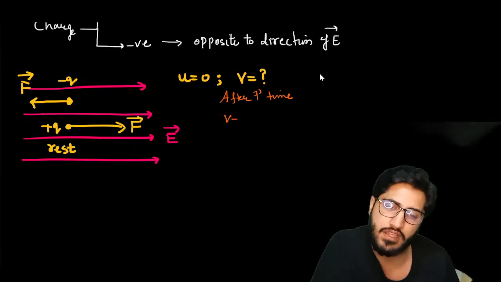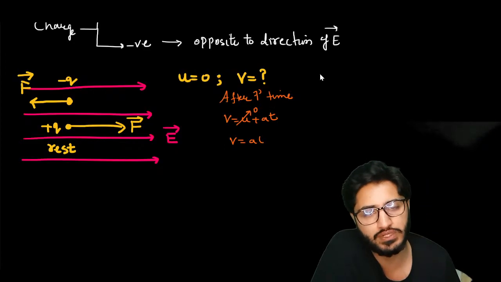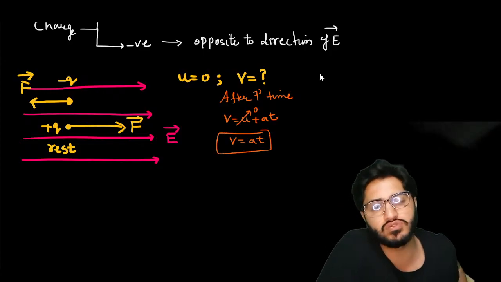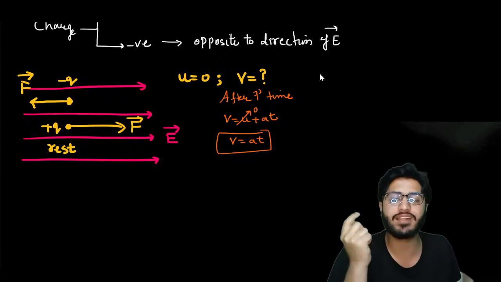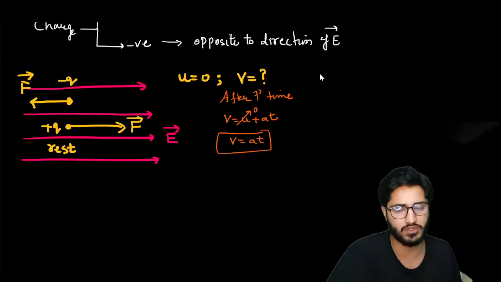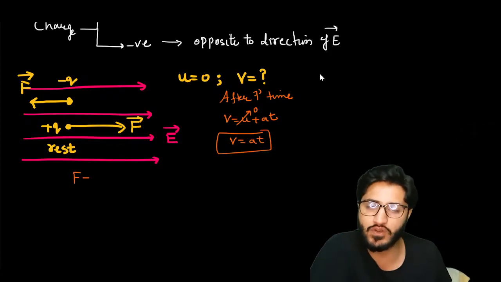I can write v is equal to u plus at. u is zero, so my velocity is equal to a into t. My velocity after time t would be equal to at. But here one thing is unknown, that is my acceleration. How to find the acceleration? Simple. My equation is F is equal to QE.